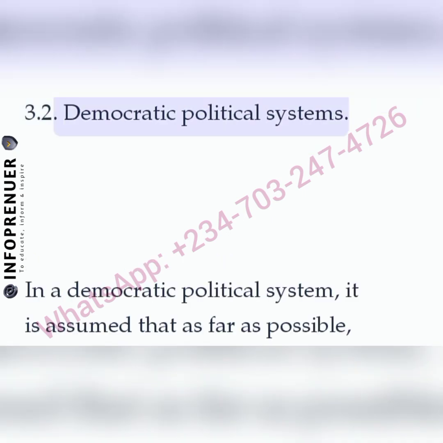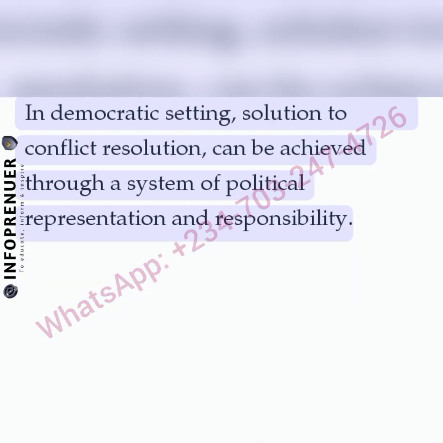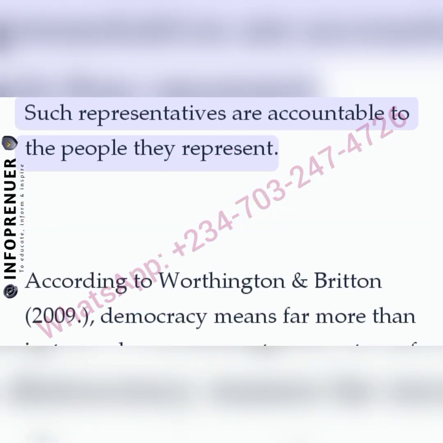3.2. Democratic Political Systems. In a democratic political system, it is assumed that as far as possible, conflicts should be resolved by rational discussions between the various parties concerned, with the final solution being accepted voluntarily by all participants, even if they disagree. In a democratic setting, conflict resolution can be achieved through a system of political representation and responsibility. In a democratic political system, the wishes and views of individuals are represented in established authorities that are chosen by the people at regular intervals through elections. Such representatives are accountable to the people they represent.